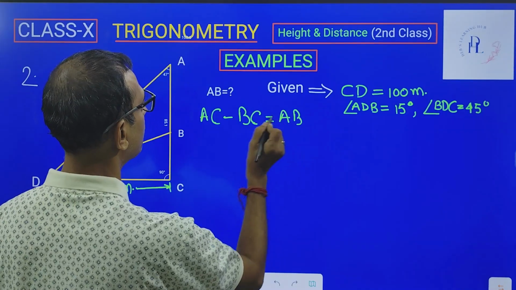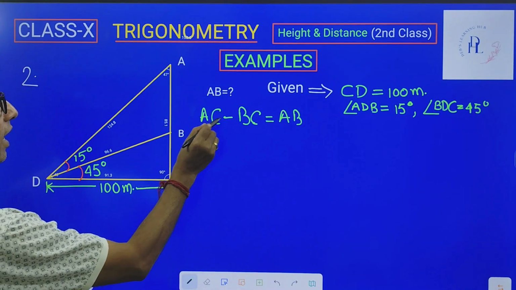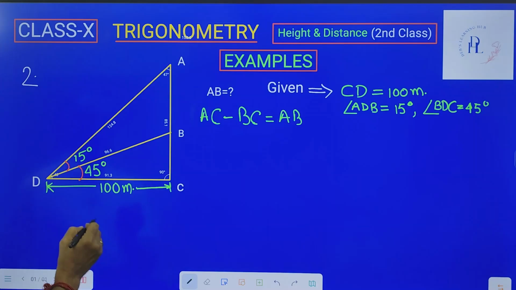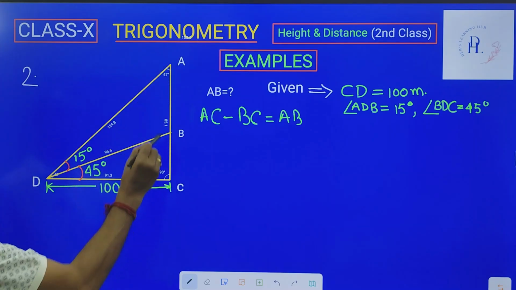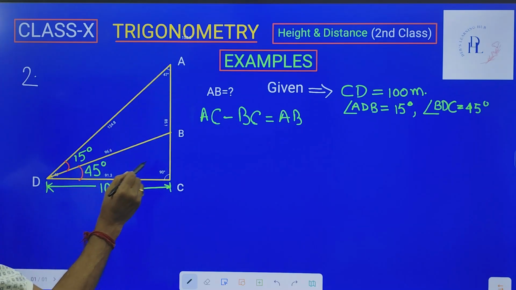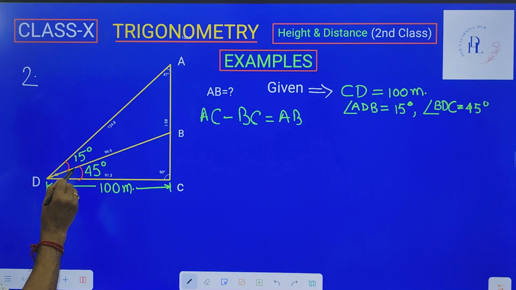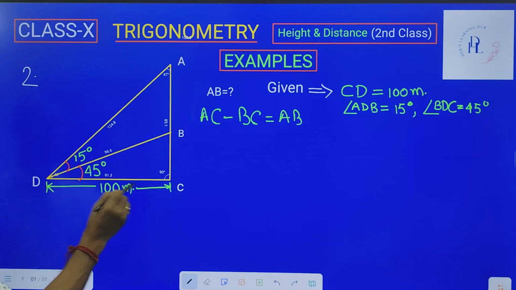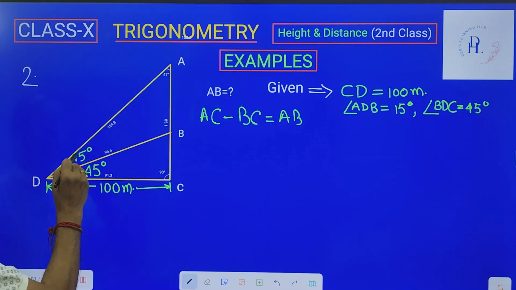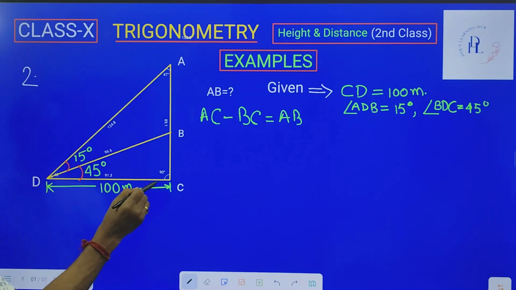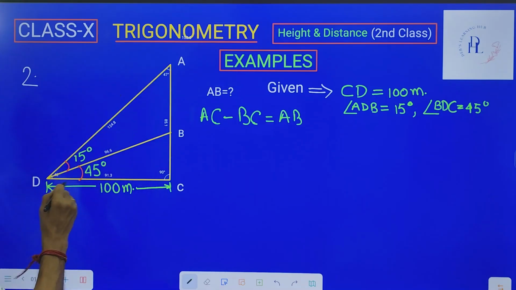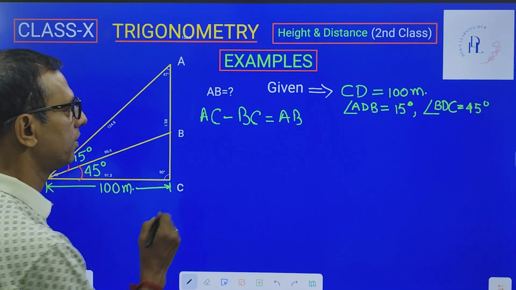So what do you need to find out? You need to find AC and you need to find BC. How will you find AC? You will find AC from the bigger triangle ACD, where the base is given and the perpendicular you need to find, but for that you need the angle. The angles are given: BDC is 45 degrees and ADB is 15 degrees. That means the total angle ADC is ADB plus BDC, that is 15 plus 45, which equals 60 degrees.